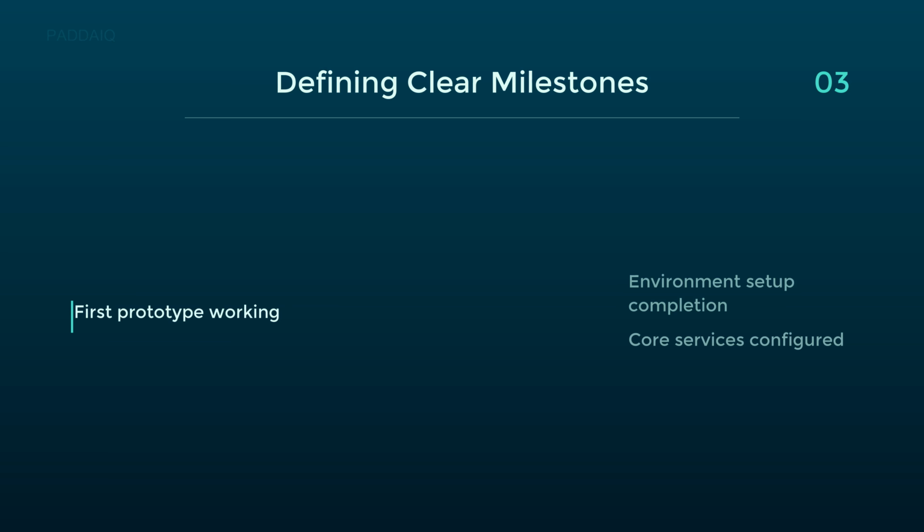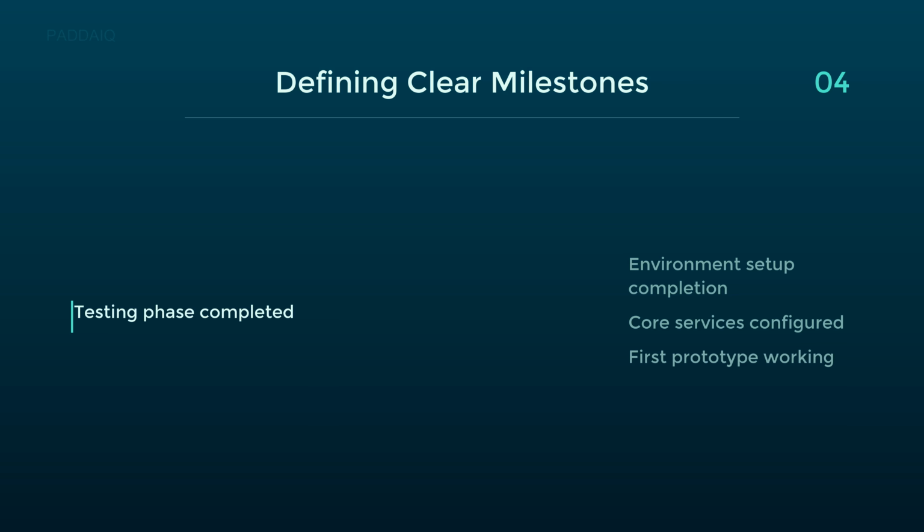First prototype working. This means you have a basic, functional version of your application. For instance, a simple app that can successfully create and display a customer record in a test environment. Achieving this initial milestone proves your core concept is viable and builds momentum.